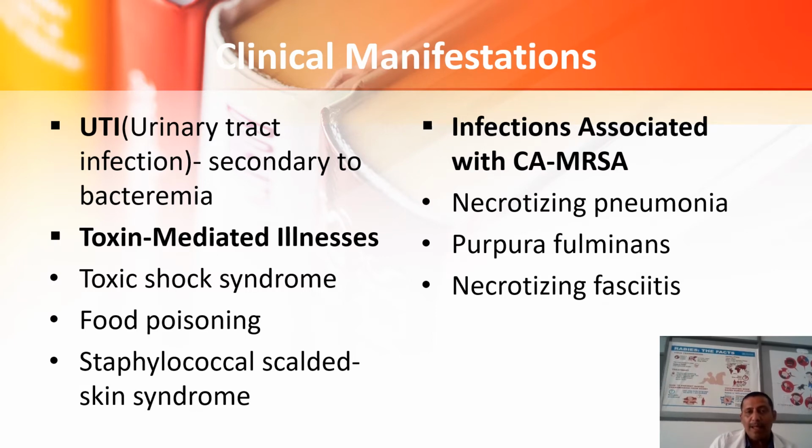Staphylococcus aureus produces toxic shock syndrome toxin, also called TSST. It produces another toxin called enterotoxin, which is a cause of food poisoning. It produces staphylococcal scalded skin syndrome, SSSS. These are the most important toxins.